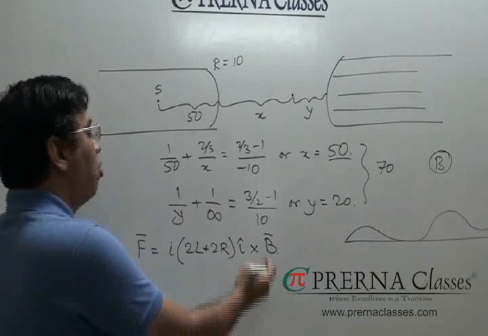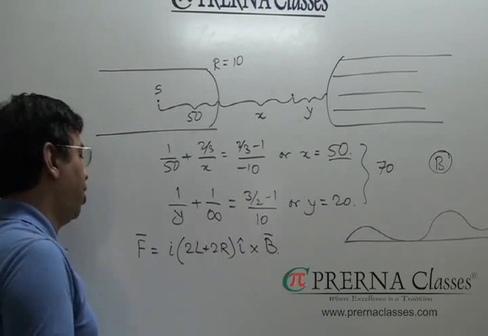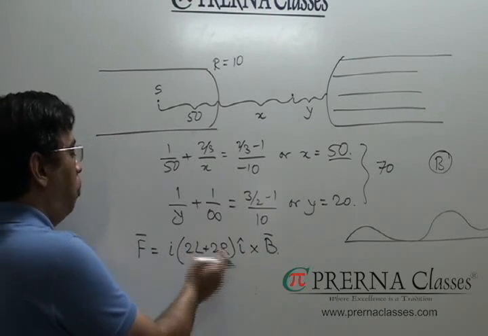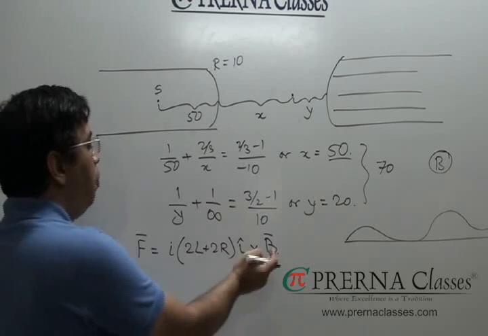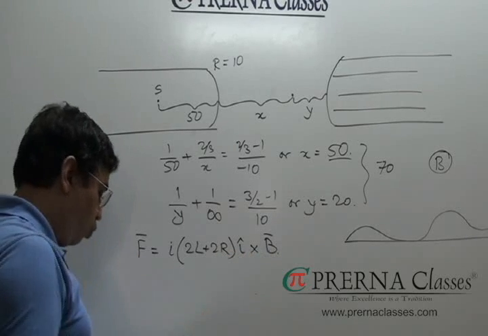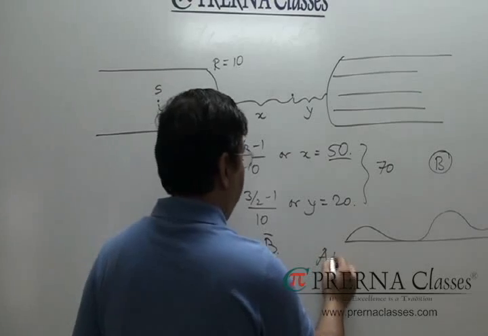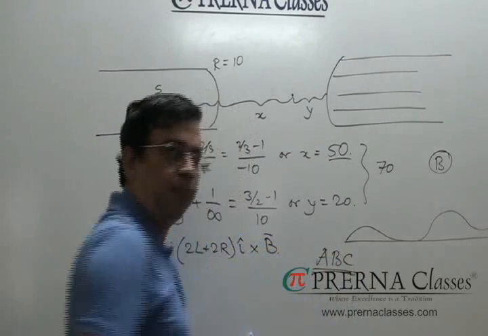Obviously then, as long as B is not along the x-axis, there is going to be a force which is proportional to L plus R. If B is along the x-axis, then the force is going to be 0. The answer therefore for this is going to be ABC.